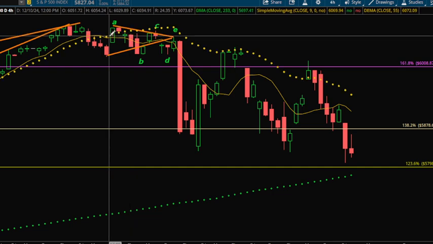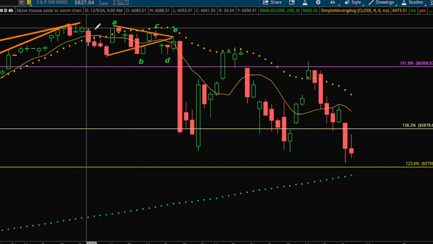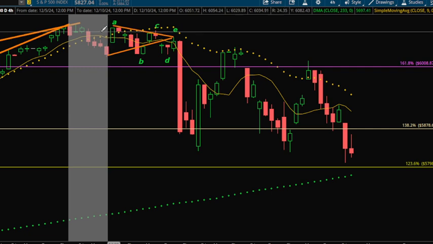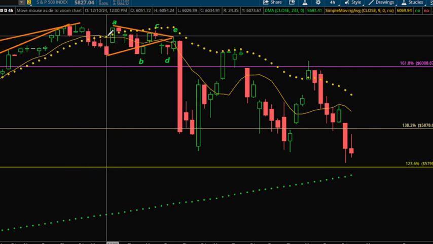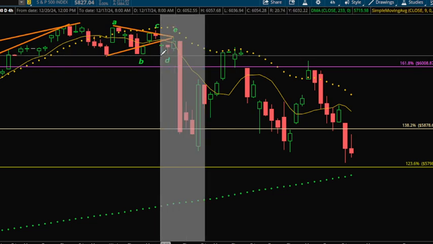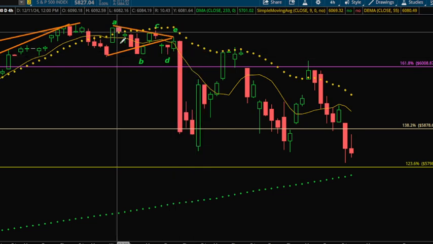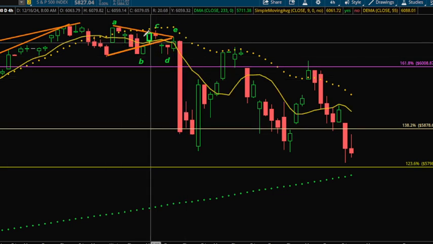So anyways, this would be an A right here, an A move, your first leg. This is your B move, and this was your C move. So that was one move, A, B, C, and that is also a zigzag pattern, okay, with the triangle for the B.